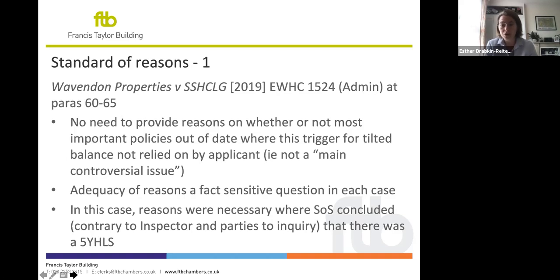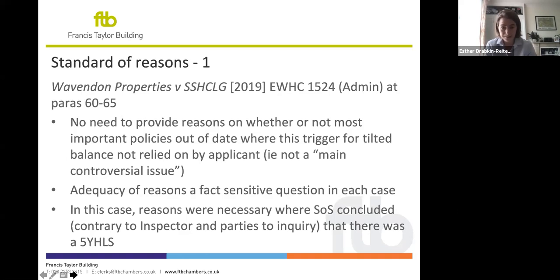Actually, the main point on which the decision of the Secretary of State was overturned in this case was on the question of reasons. And the principles on reasons really affirm the well-established position in planning cases that it's only necessary to give reasons for the main or principal controversial issues. So in cases where a particular trigger for the tilted balance is not relied on by a claimant, for example, the most important policies being out of date, there's no need for a decision maker to give reasons on that particular point. The adequacy of reasons in these cases, as in all cases, will always be a fact-sensitive question in each case.